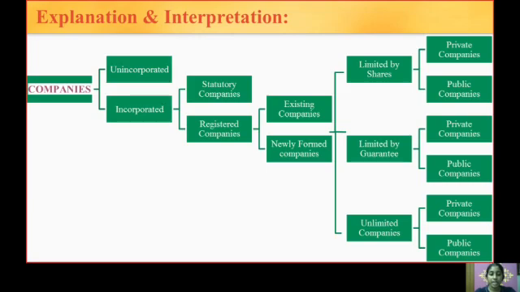These registered companies are either existing companies or newly formed companies. Existing companies are companies that already existed before the commencement of the Companies Act 2013, and newly formed companies are companies which are formed under the Companies Act 2013. The next classification is based on liability. Companies limited by shares, companies limited by guarantee, and unlimited companies come under the classification of liability.